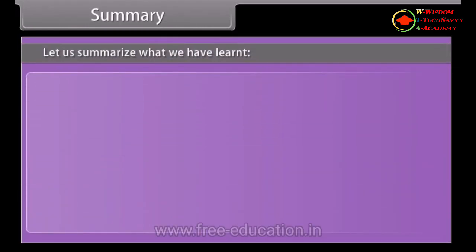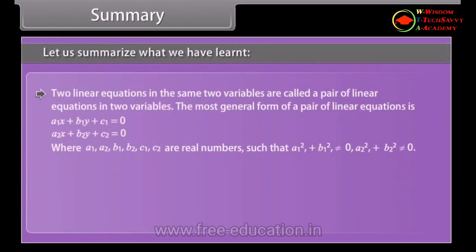Summary. Let us summarize what we have learned. Two linear equations in the same two variables are called a pair of linear equations in two variables.